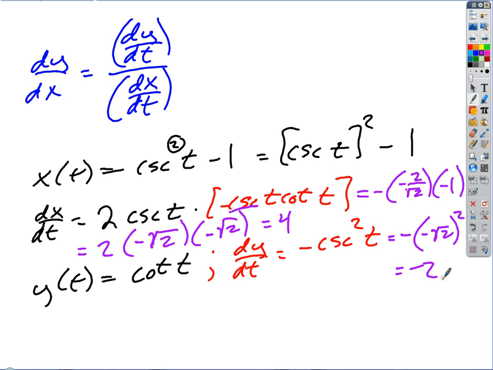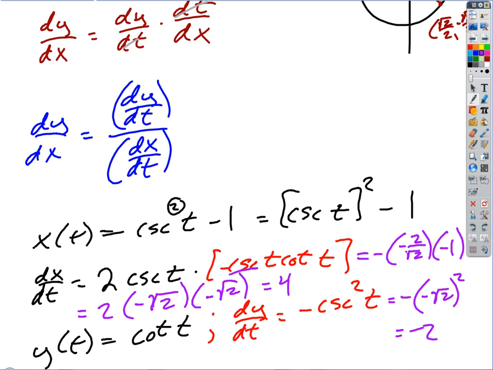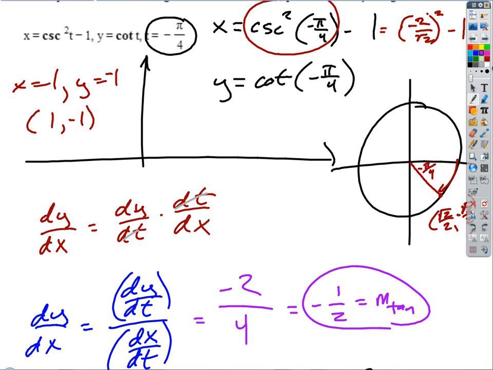Okay, so now we can go back up here, and we can use either one of these. Do you see why, in a way, this one's actually a little bit easier? So this gives us dy/dt was negative 2, divided by dx/dt was positive 4. So dy/dx at our time is negative 1/2. That's the slope of the tangent line. We've got our point right there, right?